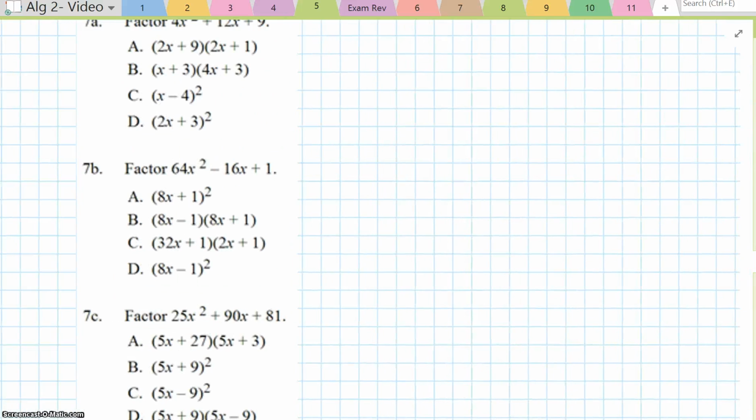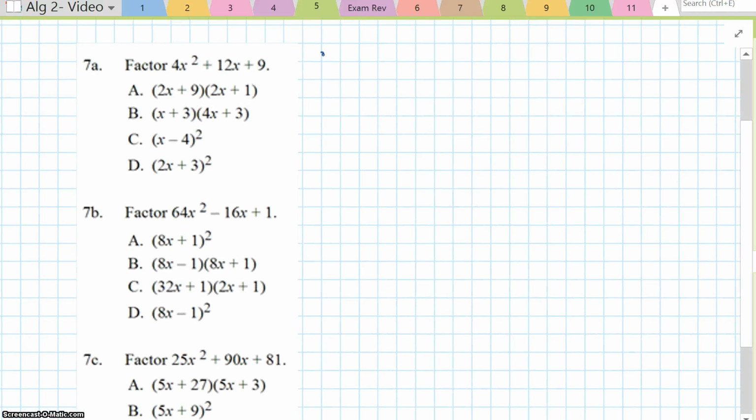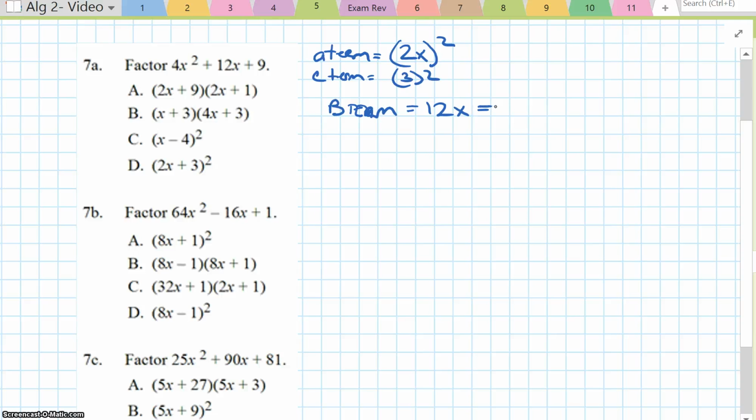Alright, let's do a few of these real quick. Okay, the first term, the a term, can be rewritten as 2x squared. The c term can be written as 3 squared. So is the b term 12x the same thing as 2 times 2x times 3? It is. So I can rewrite this as 2x plus 3 squared. Answer is D.